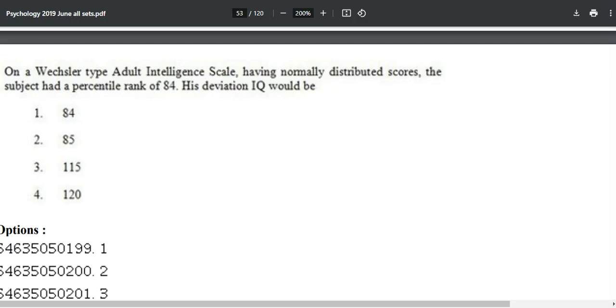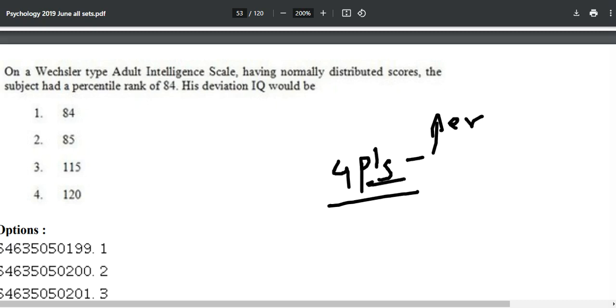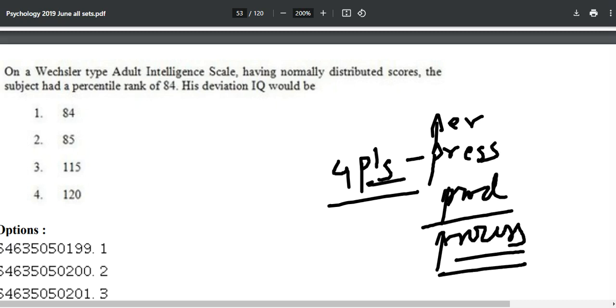You are the person, you are the product, you are the press. These are the four P's of creativity: person, press, product, and process. Four P's of creativity, very, very important.